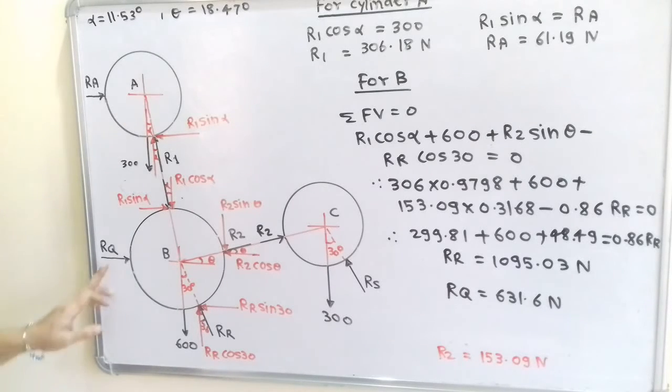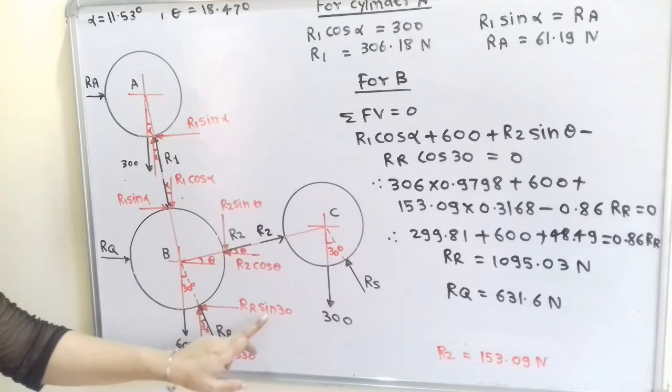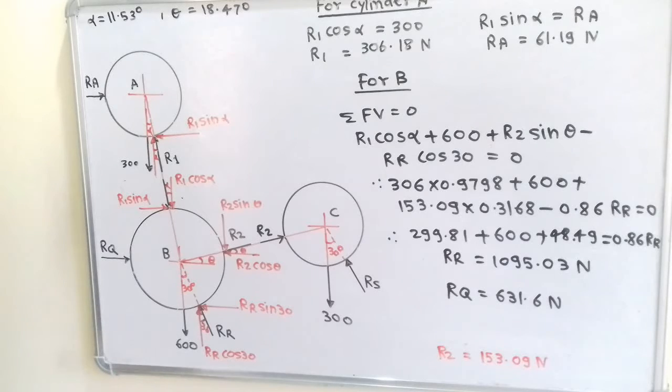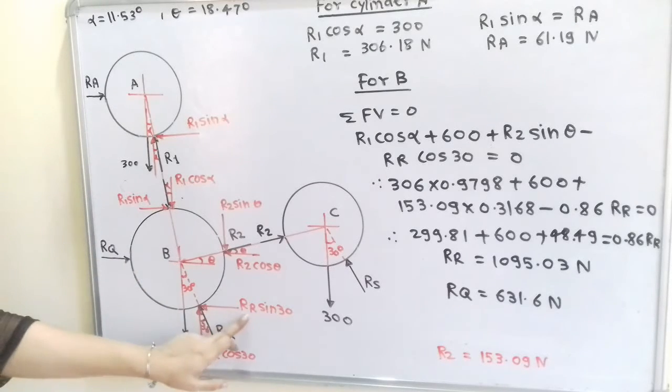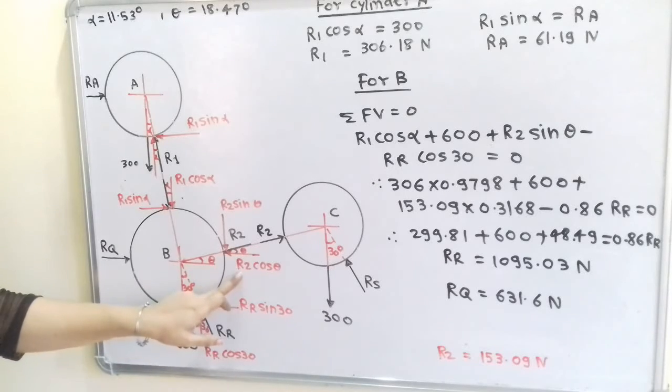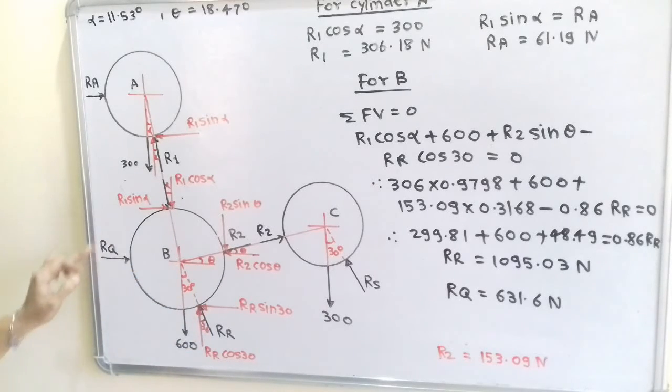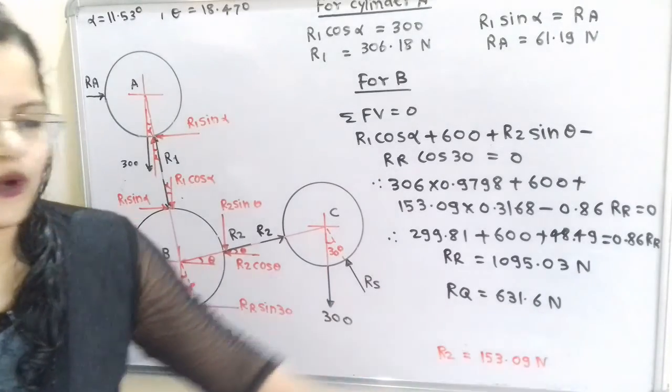Now how to find the reaction at contact point Q, because RQ is the horizontal force. So we have to take the summation of all horizontal forces equal to 0. And we can write here RQ plus R1 sin alpha minus R2 cos theta minus RR sin 30 is equal to 0. And we will put in the known values, because the RR value is known, then R2 and R1 values are also known. So only one unknown term, that is RQ, and when we calculate we will get 631.6 Newton.